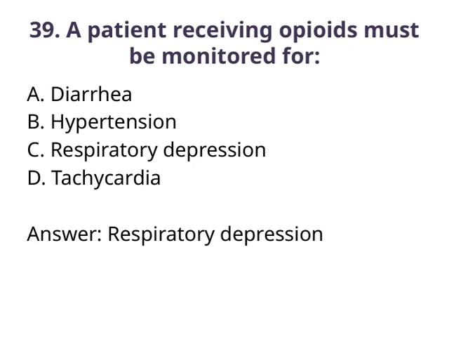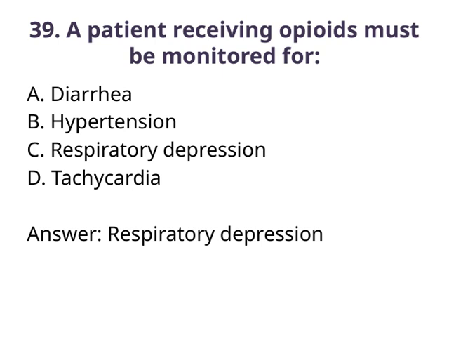When monitoring a patient receiving opioids, it's crucial to be aware of potential side effects. Among the options, respiratory depression is the most serious and requires close attention. Opioids can suppress the respiratory centers in the brain, leading to slowed or irregular breathing. This is why continuous monitoring of respiratory rate and effort is essential.